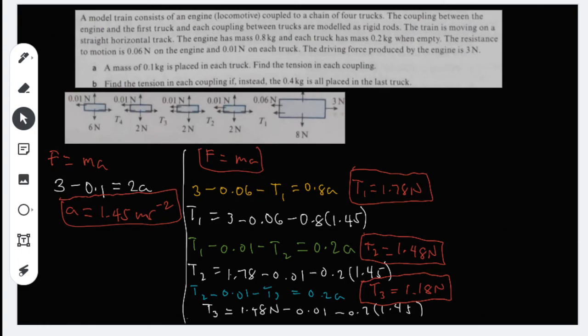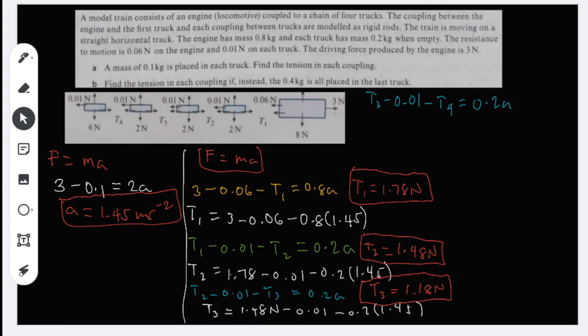Okay, next, the last. So for the last, we're going to have here T sub 3, that's on the upper part. T sub 3 minus 0.01 minus T sub 4 is equal to 0.2a. So this is the last that will have 0.2a, because the next mass will be 0.6a.